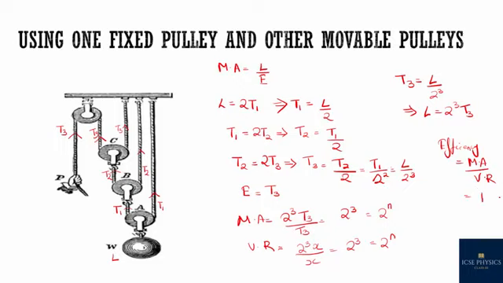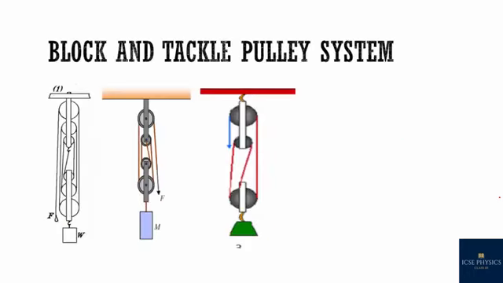Note that the efficiency of the arrangement is 100% only in ideal situation. In actual practice, the weight of the pulleys and string, and the friction between the bearing of pulley, both reduce the efficiency. Now what is block and tackle pulley system?